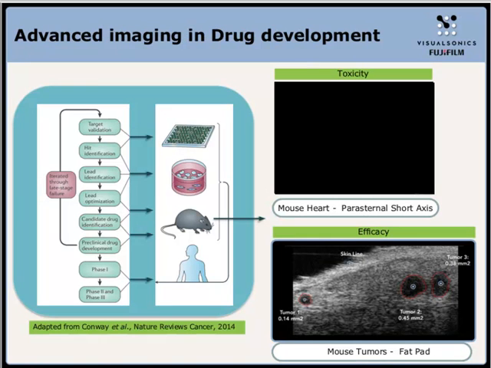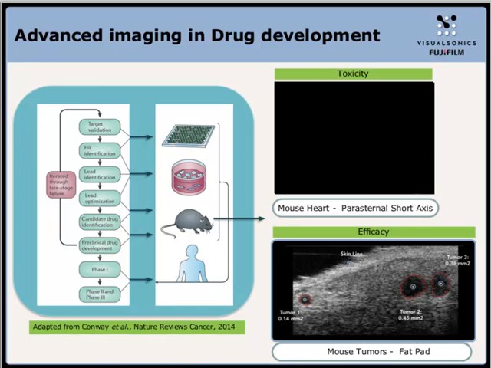Meena introduced this drug development pathway, as you can see on the slide here. I apologize, I don't think the image is showing under toxicity, but there will be plenty of examples in the coming slides. What I was showing in this example was a mouse heart, the parasternal short axis. This is a very well used technique for looking at toxicity effects, side effects through drug development. And one of our panelists, John Hayen from Pfizer, will elaborate more on this topic.